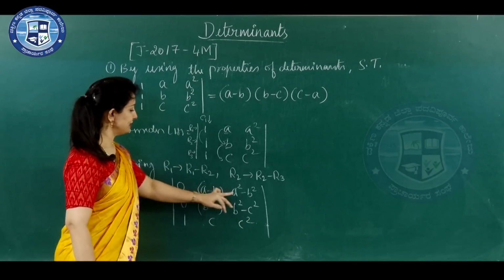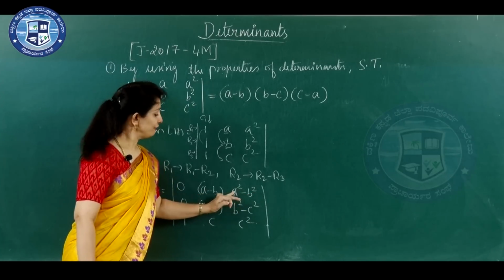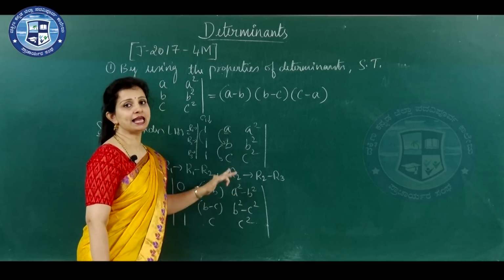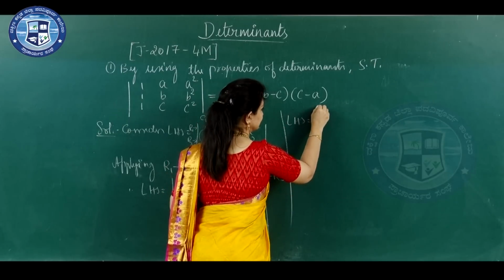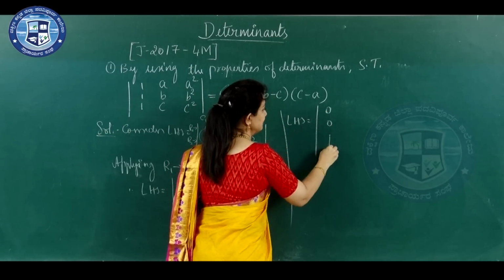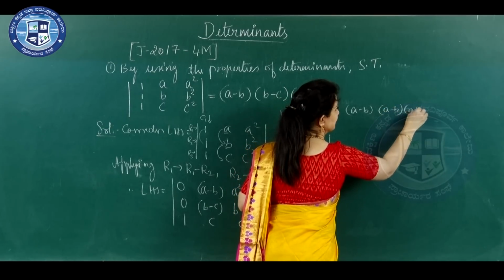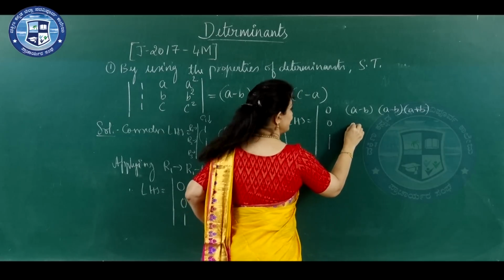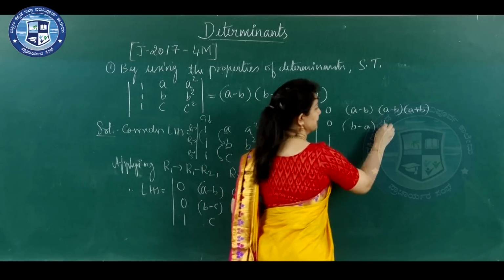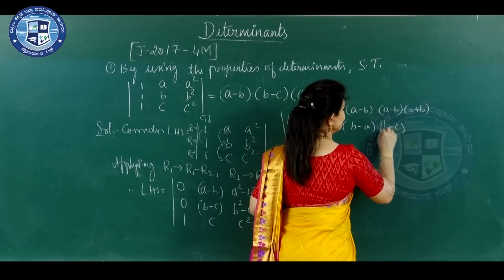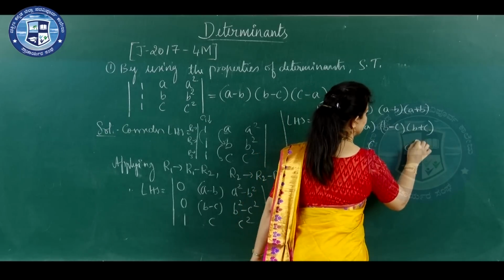Now, look at the first row elements 0, A minus B and A square minus B square. We can write A square minus B square as A plus B into A minus B. So, LHS can be written as 0, A minus B, A minus B into A plus B. The second row elements are 0, B minus C, B square minus C square is B minus C into B plus C. Third row elements remain the same, 1 C C square.